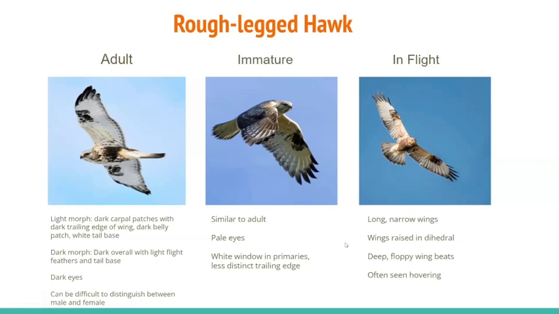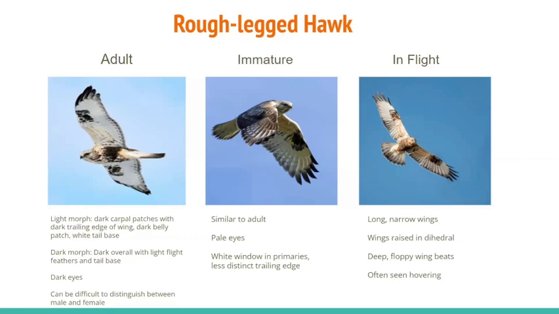So for immatures, they are similar to adults, but instead of having those very dark brown eyes, they actually have pale yellow eyes. And you can kind of see it in this little picture, almost this white window in the primaries. The trailing edge of their wings also appears to be more blurred than that of the adult. They also tend to have a fainter terminal tail band, or that band at the end of their tail, than the adults.